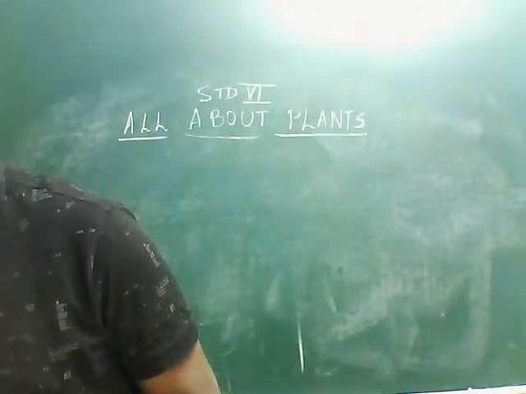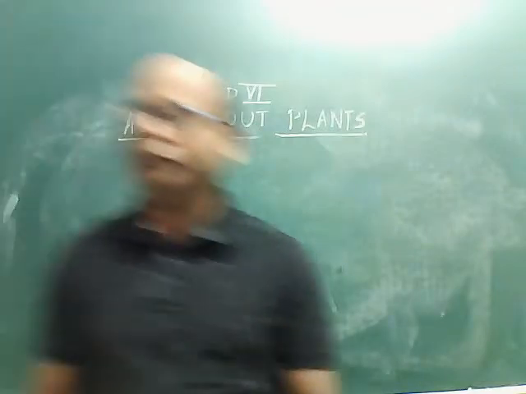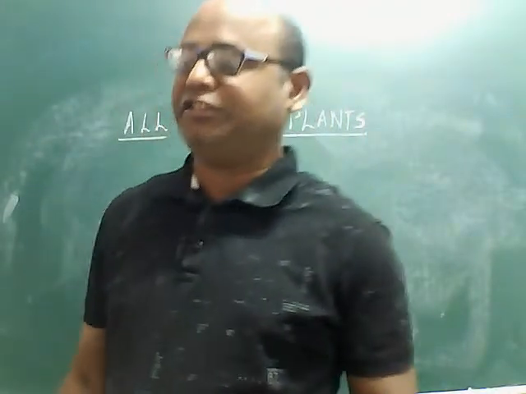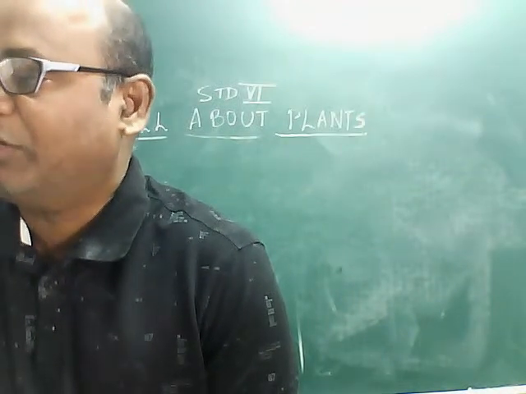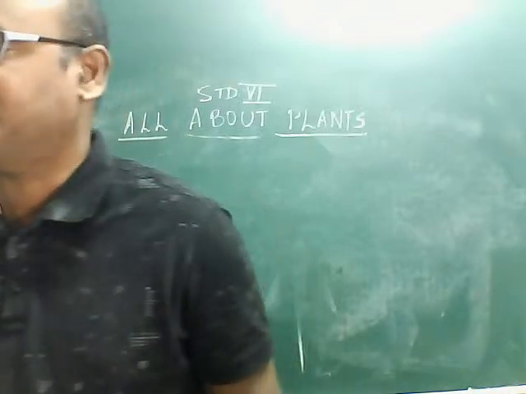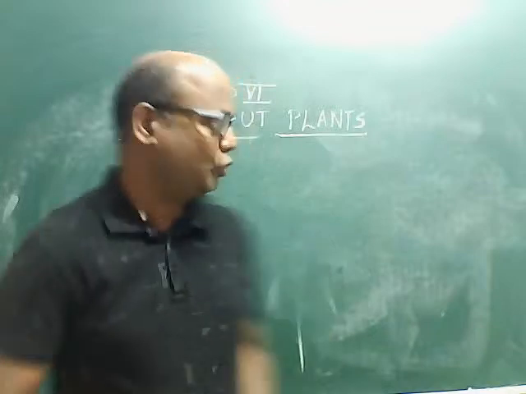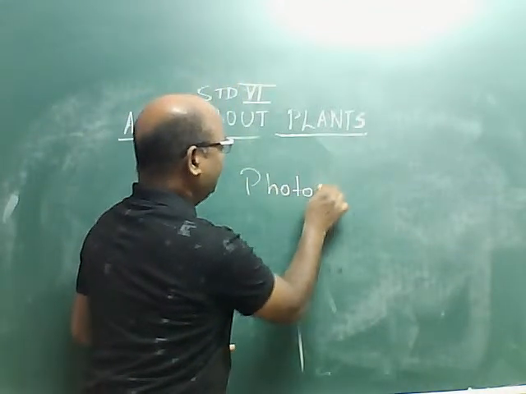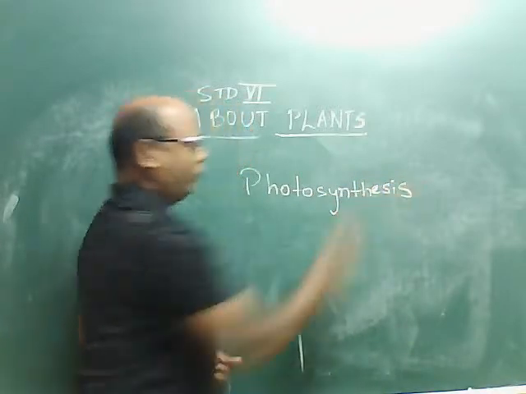So the first answer is given by Anurag Tripathi: to make food. Very good. Anurag has given a very correct answer. Now, what is the process? Photosynthesis. Yes, Elijah has given the description. Leaves release oxygen during the process of photosynthesis. So photosynthesis is one of the most important functions of leaves.